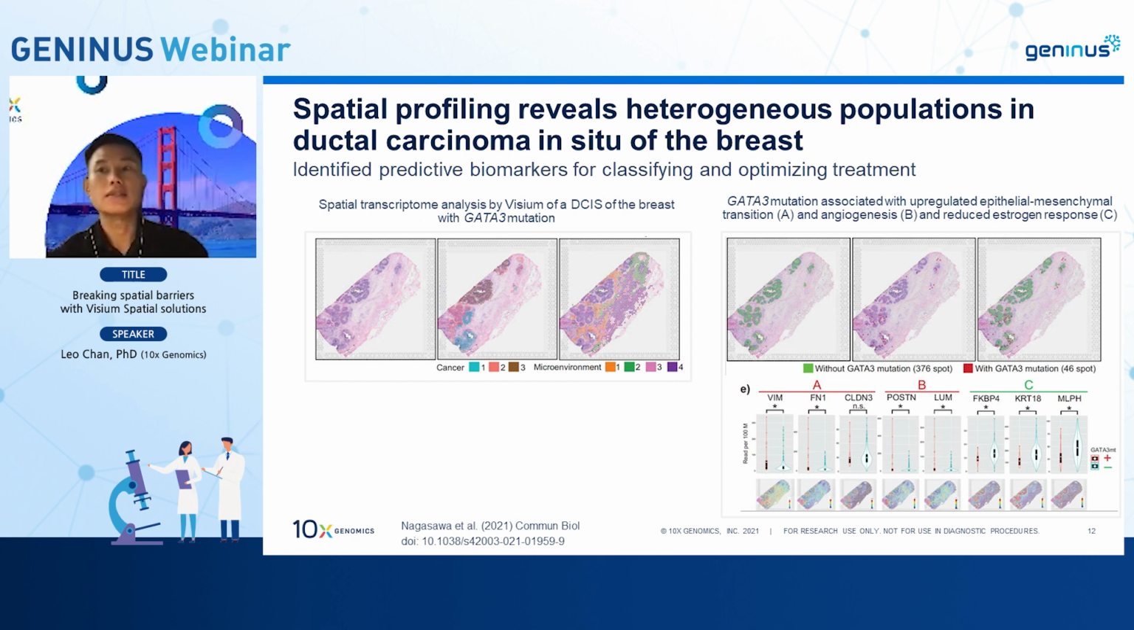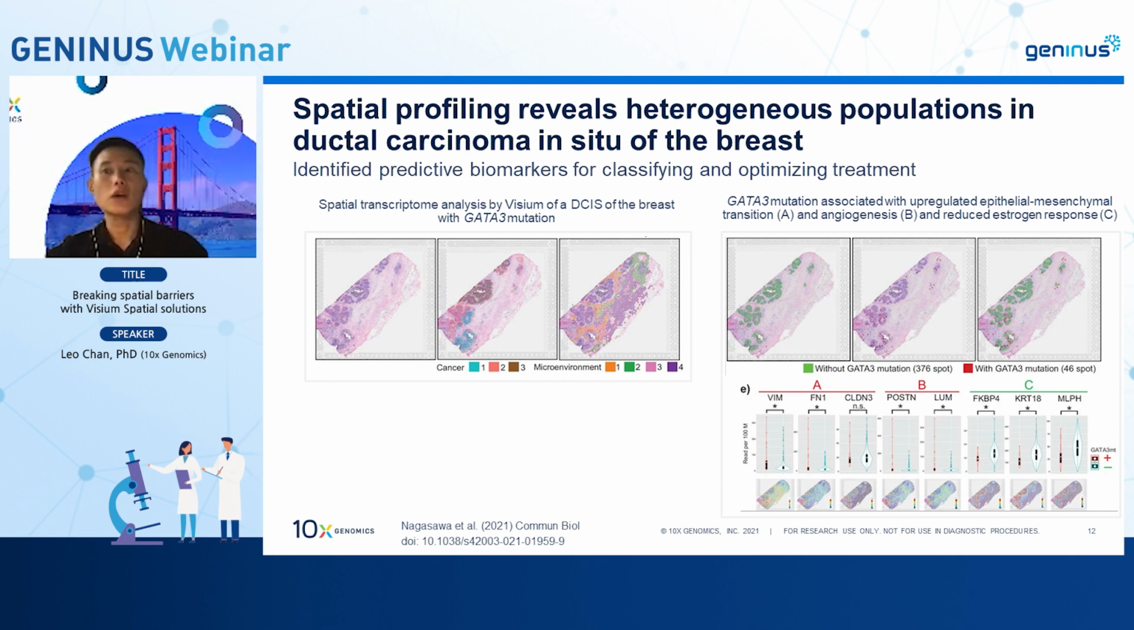The first publication that I would like to discuss is from researchers at the University of Tokyo and other collaborating institutes in Japan. This work was published in Communications Biology this year, 2021. Many cases of ductal carcinoma in situ, or DCIS, of the breast will never progress to invasive ductal carcinoma, indicating that they are overtreated under the current criteria. Although various candidate markers are available, the relevant markers for delineating the risk categories have not been established.